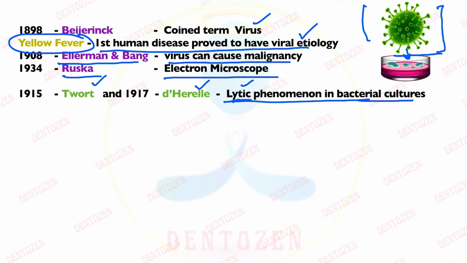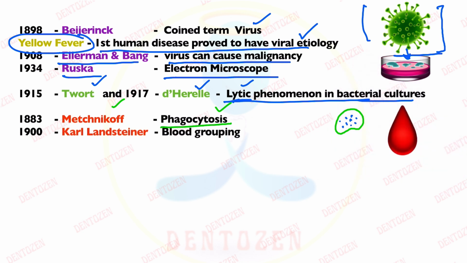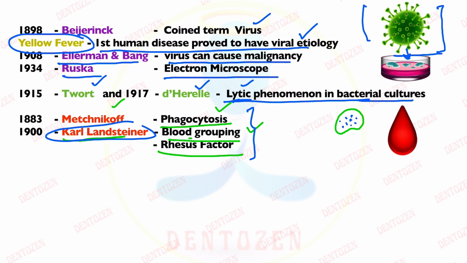Another important phenomenon, that is when the organisms are inside the human body, they are engulfed by the cells of the human body, that is called phagocytosis. This was discovered by Metchnikoff. Along with that, there became the discovery of different types of blood groups. So Karl Landsteiner is the person who gave the theory of blood groups and discovered rhesus factor. Those can be your important entrance and viva questions. So don't forget Karl Landsteiner with blood groups.